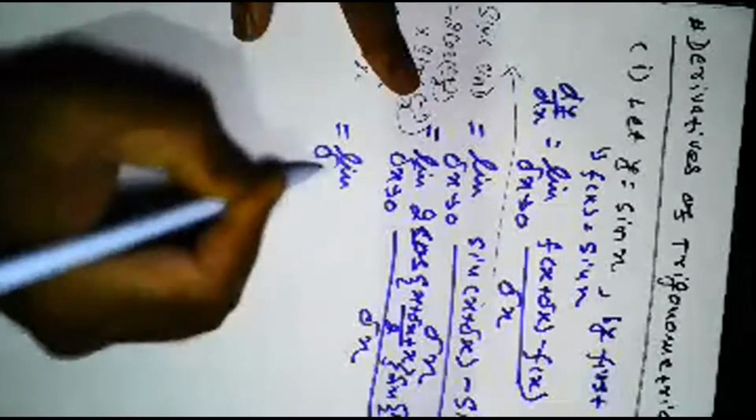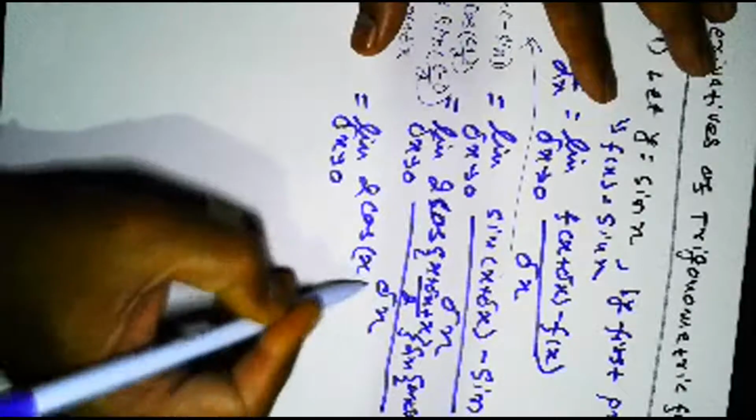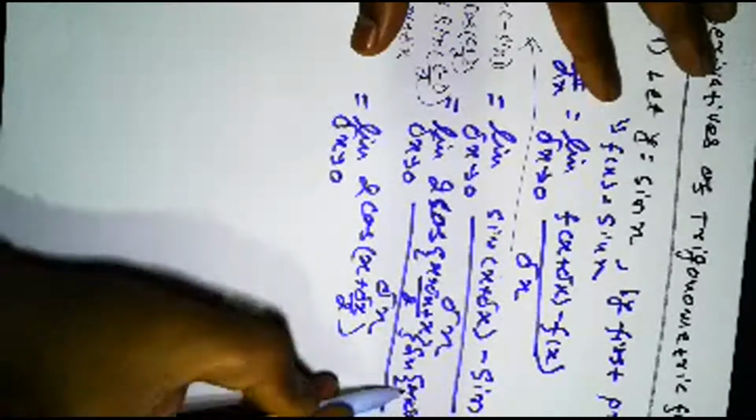When I apply the same formula, it is going to be limit delta x tends to 0. I'll keep writing this limit until I use it. So this is 2 cos((x plus delta x plus x) by 2) times sine((x plus delta x minus x) by 2), and the whole thing is divided by delta x. Limit delta x tends to 0, and it is 2 cos, where x plus x is 2x, and the 2 and 2 cancel out, so it is x plus delta x by 2, times sine of delta x by 2, and the whole thing is divided by delta x.